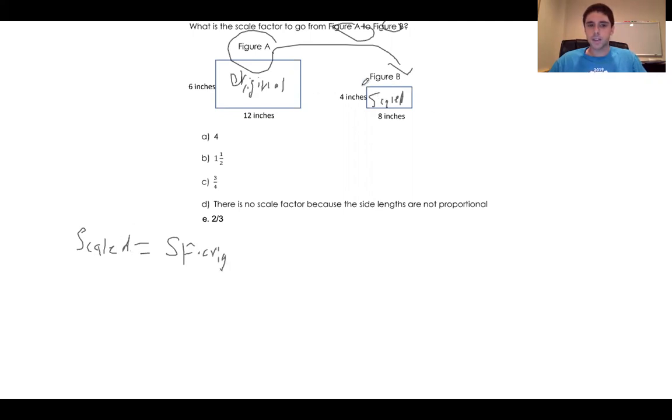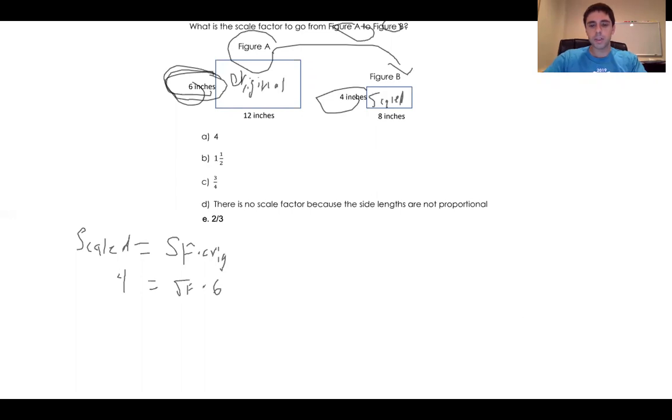And our scaled side, let's do 4 and 6. Which is our original side, 4 or 6? I'm seeing different answers. If figure A is our original, that means that 6 is going to be our original side length. We have our scale factor here, and that means that our scaled side is going to be 4. So we're actually shrinking it here. We're going from a larger one to a smaller one. So in this problem, let me type this out.